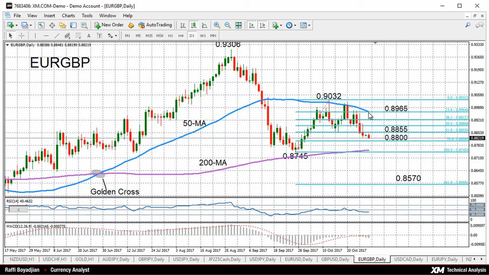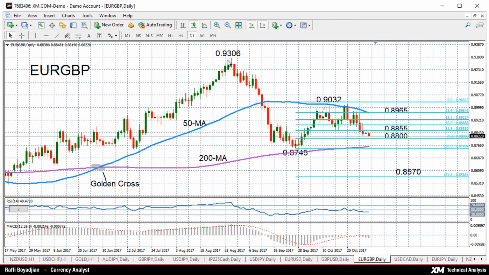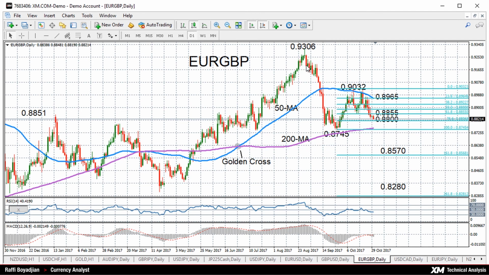A break above that level would potentially open the way towards the 4-week high we had early in October of 0.9032, and a break above that would definitely clear the way towards that 8-year high we had in August of 0.9306, and that would potentially signal a resumption of the longer term uptrend. That's still just about intact, although we can see even the longer term bullish outlook is weakening as prices get closer to the 200-day moving average.